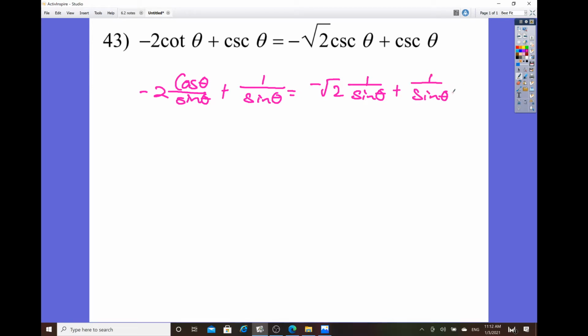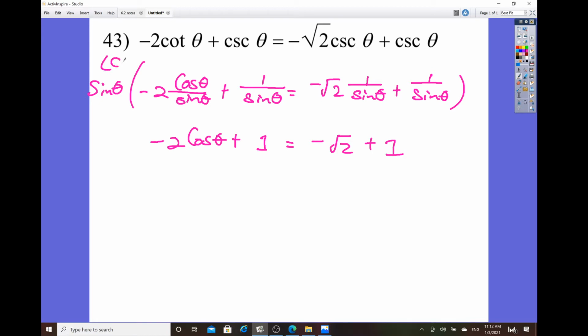Since they're all given with the denominator of sine of theta, we can just eliminate the common denominator by simply multiplying the whole thing by sine of theta on both sides. So we have negative 2 cosine of theta plus 1 equals negative root 2 plus 1, because once you multiply by the least common denominator, there's no more denominator remaining.